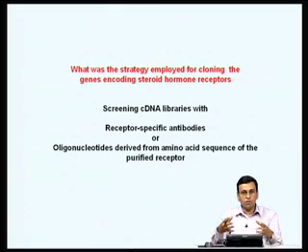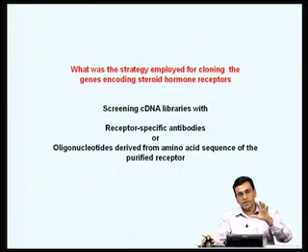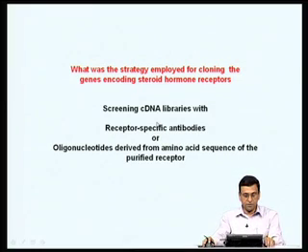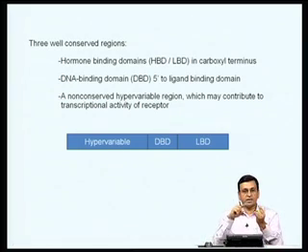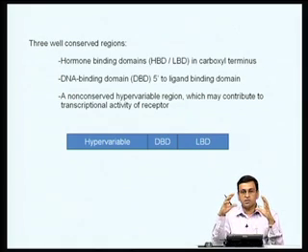So, this was the strategy that was used for isolating the various steroid hormone receptors in the early 80s and late 1980s. Once all these studies were done, you had the glucocorticoid receptor, the estrogen receptor, the thyroid hormone receptor, and so on and so forth. It became clear from all these studies that all these receptors have certain common structural domains.